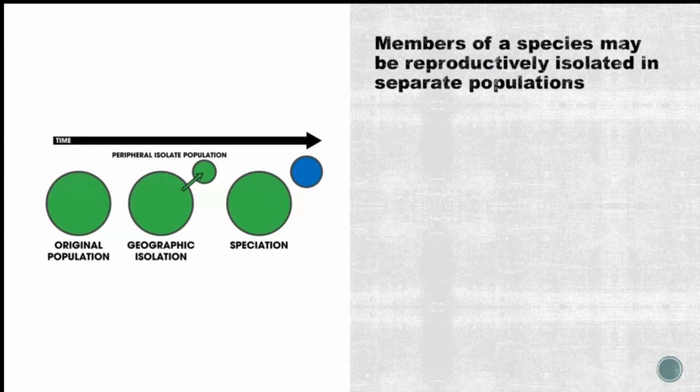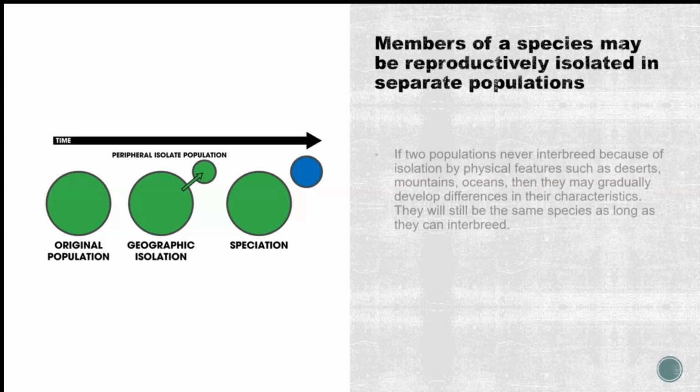This image is showing us that original population. We've got some geographical isolation, so the two populations are separated somehow. We've got the big circle and the small circle. They can't interbreed, they're geographically isolated, and through that we've got speciation. So one of the species has actually altered.